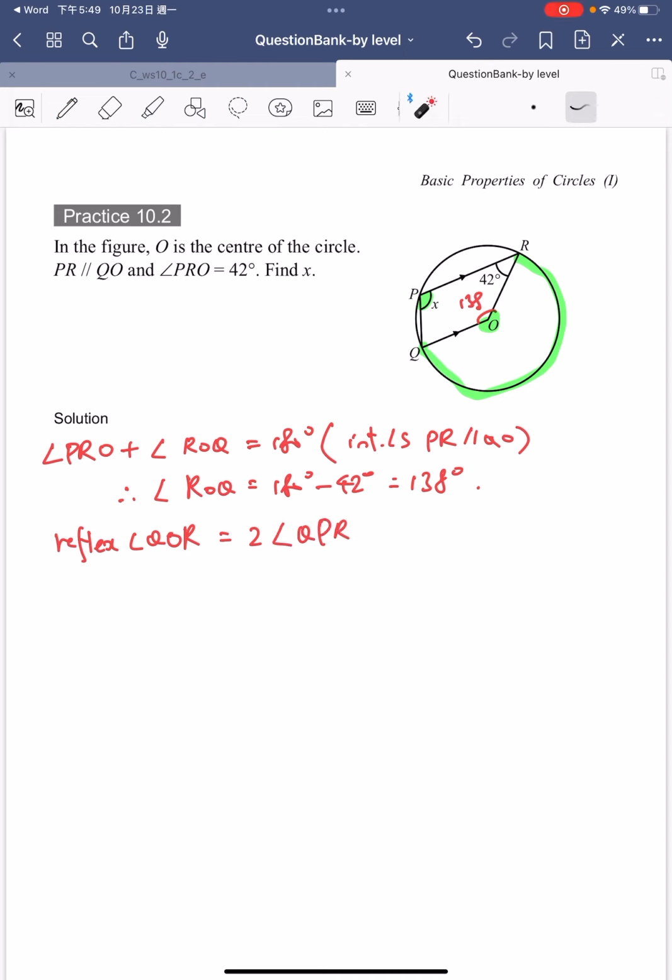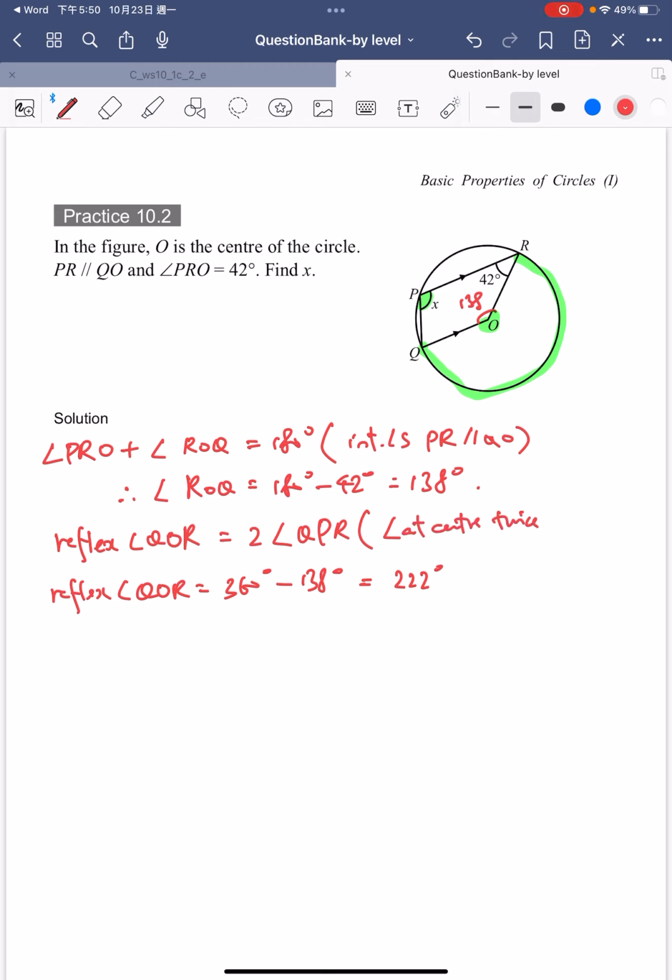So how can we find out this reflex angle QOR? We can use the angle at a point, isn't it? So the reflex angle QOR is equal to 360 degrees minus 138 degrees, which is equal to 222 degrees. So the reflex angle is equal to double QPR by using the angle at the center twice angle at the circumference.